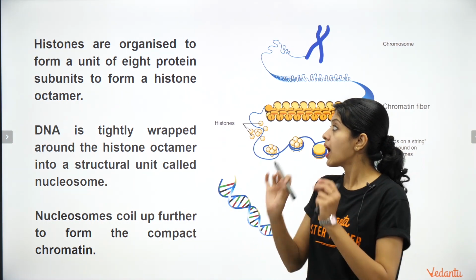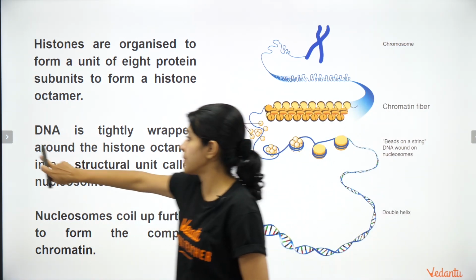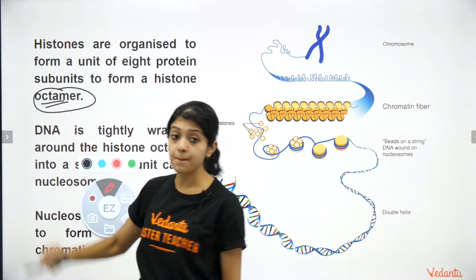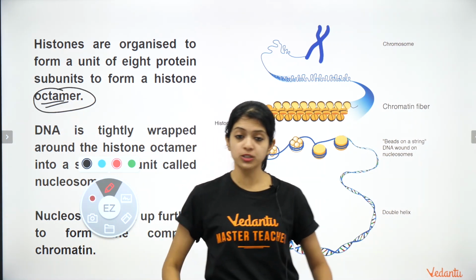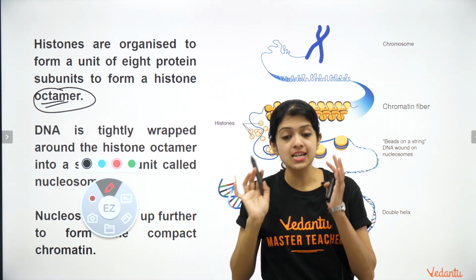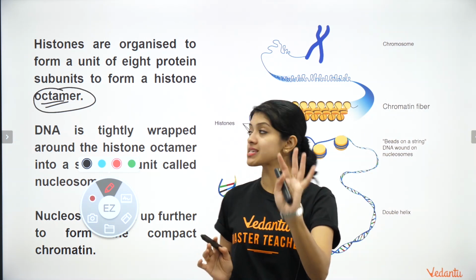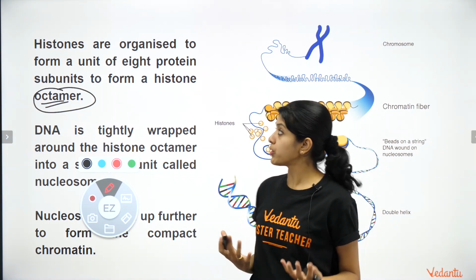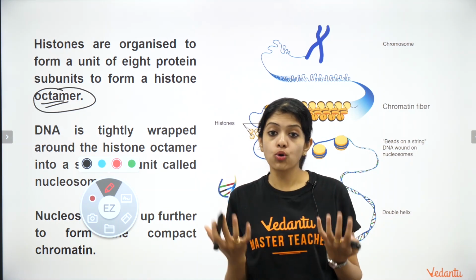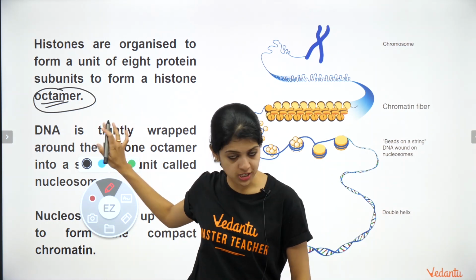Histones are organized to form a unit of 8 protein subunits to form a histone octamer. Now what do I mean by that? An octamer, octa means 8, octagon is a shape which has 8 sides, right? So octamer gives you the clue that it's made up of 8 subunits. So just keep this in mind. If you're asked what histones are, histones are proteins in the body which are organized in the form of 8 protein subunits in order to form an octamer. Even if you don't recall the word octamer, that's fine.